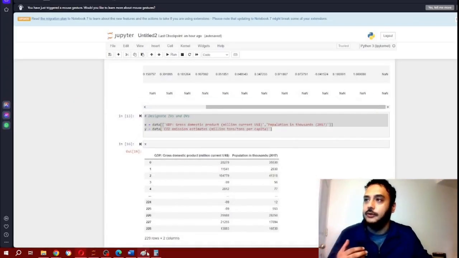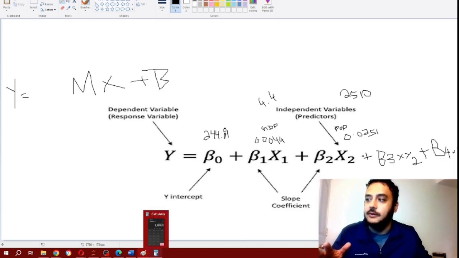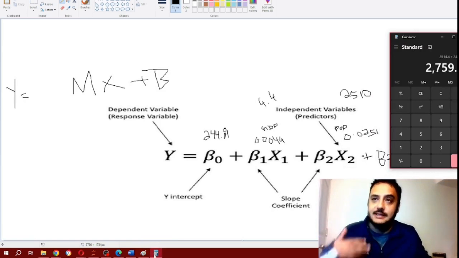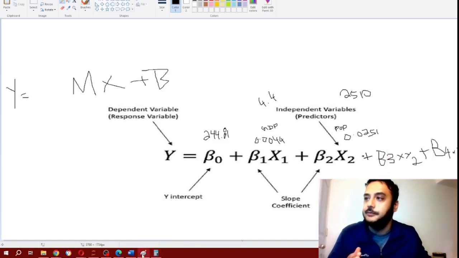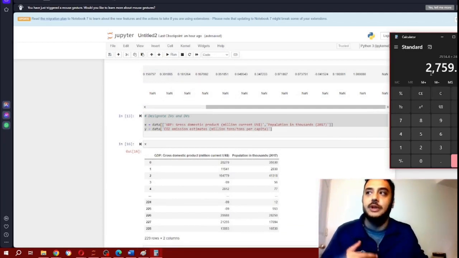So with $1 billion in US dollar GDP and 100,000 population, a country is predicted with statistical significance to have a carbon emission estimate of 2,759 tons of CO2 emission million per capita. So 2,759.21 million CO2 per capita.